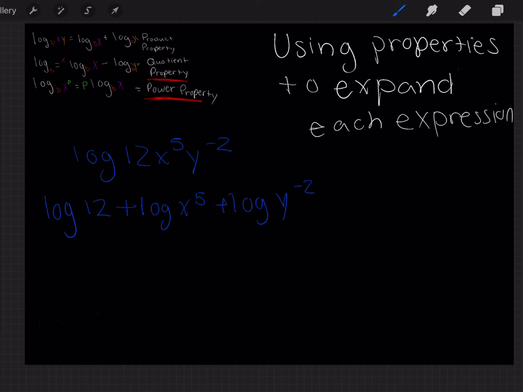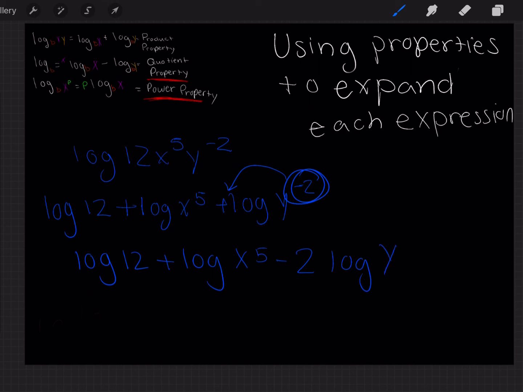Now, we can use that power property once again and move our powers in front of our logs. So log 12 plus log x to the fifth minus 2 log y. We can also do that to our x to the fifth.